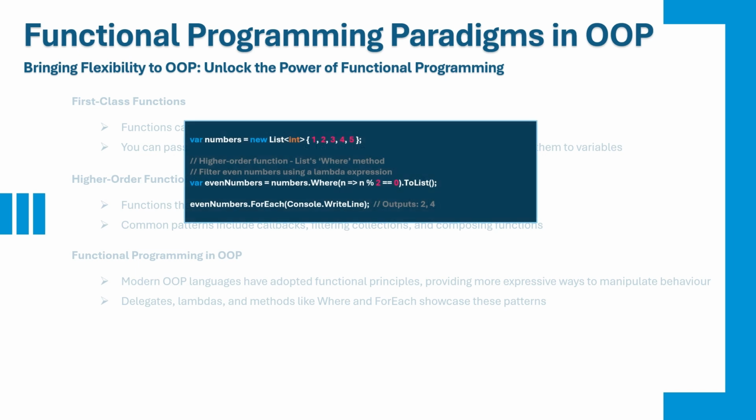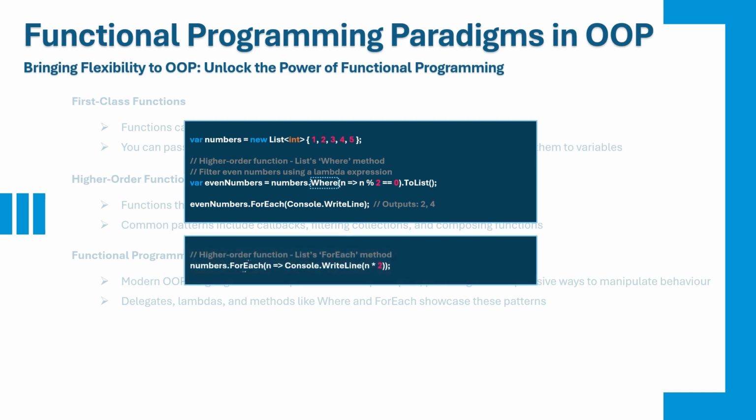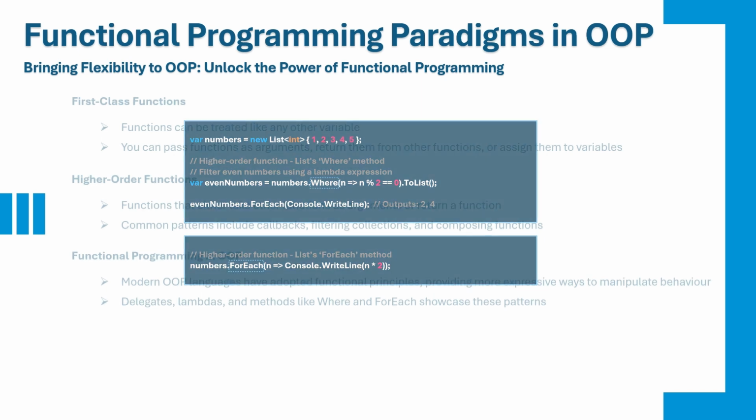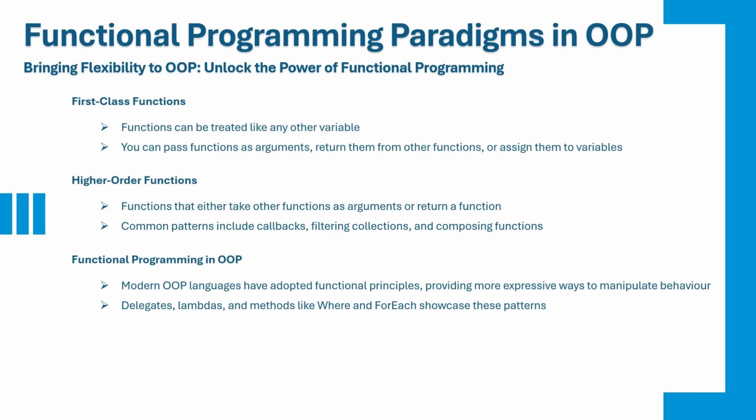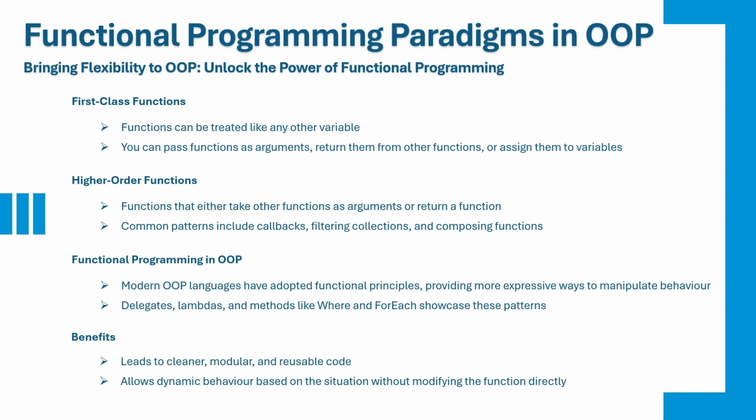For instance, in C#, you can pass a function to a list's Where method to filter elements, or to the ForEach method to apply an action to each item in the list. These features make it easier to build programs that are more modular, testable, and adaptable. OOP languages have embraced these patterns because they make code more expressive and easier to reason about, especially as applications grow in complexity.